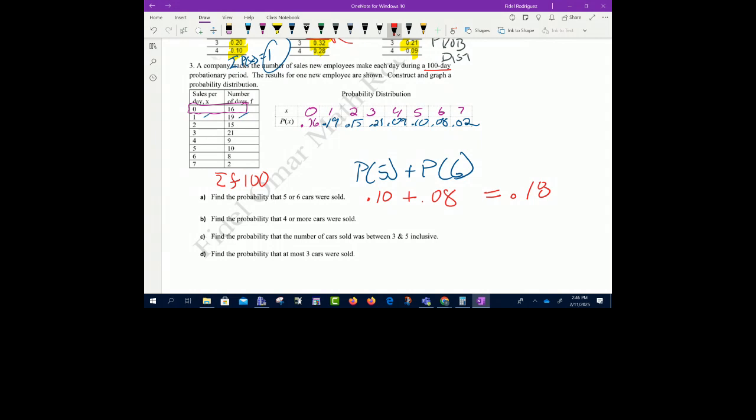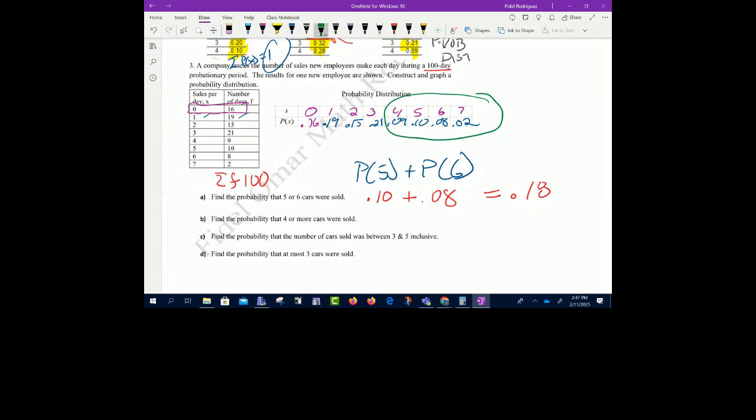Find the probability that 4 or more cars were sold. Y'all, what numbers do you think I would add here to do 4 or more cars? Let's think about it this way. These are the number of cars, right? They sold no cars, 1 car, 2 cars, and so on. For 4 or more cars, what numbers would I look at? Y'all agree those right there, right?